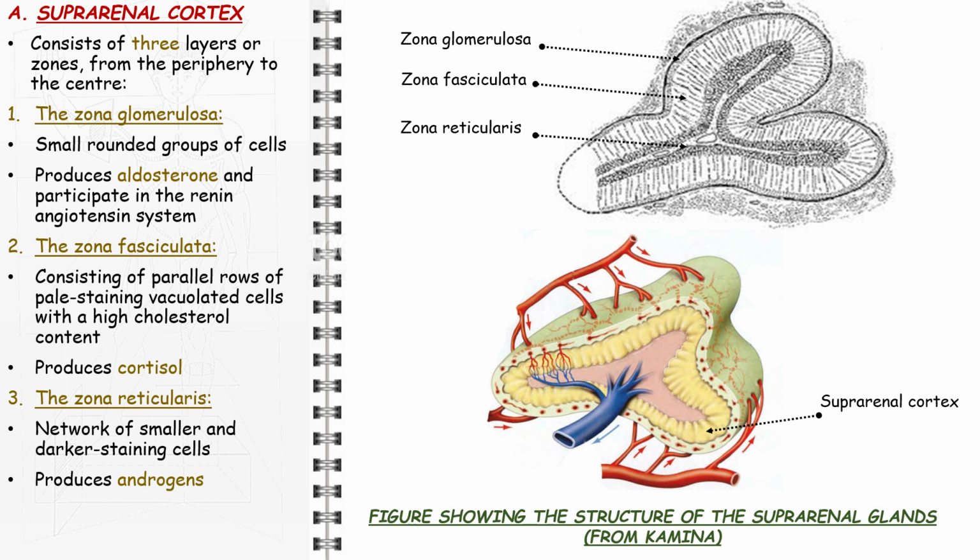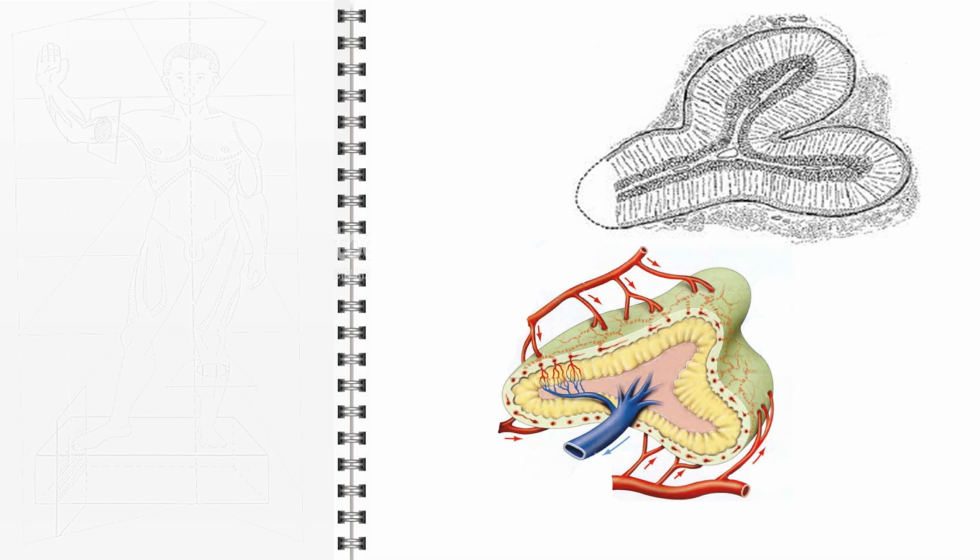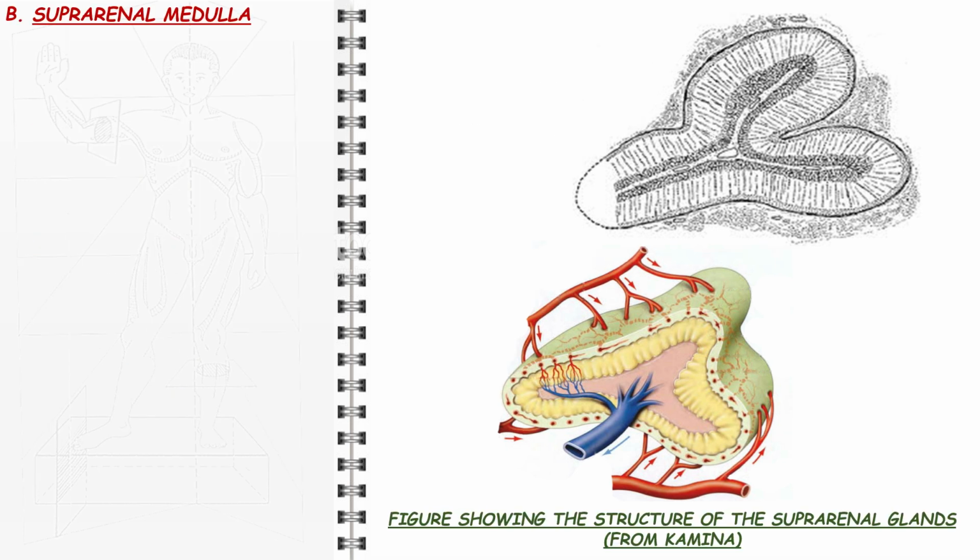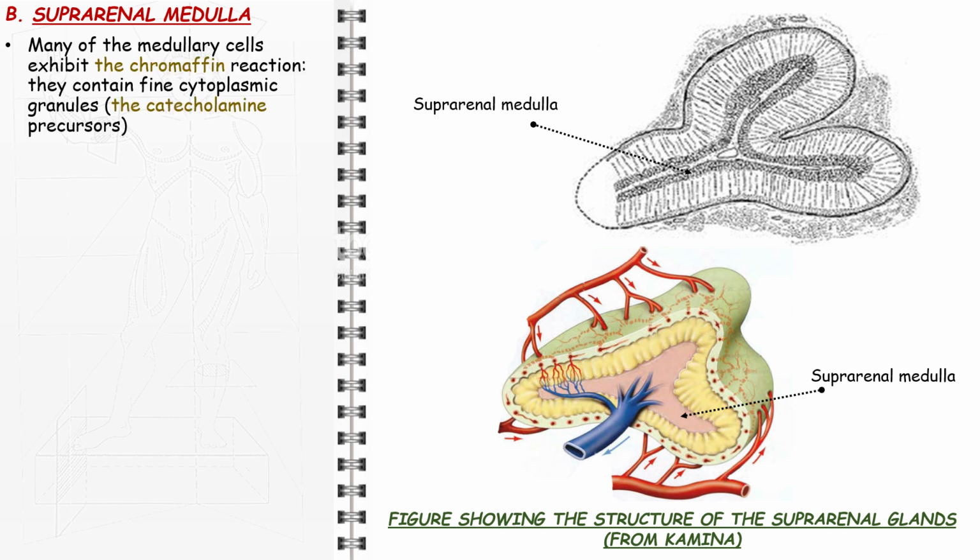Addison disease is a cortisol secretion failure, whereas Cushing's syndrome reflects a hyperfunction of the suprarenal cortex. On the other hand, the rather small central medulla has larger cells secreting the catecholamines adrenaline, 80%, and noradrenaline, 20%, and some dopamine. Many of the medullary cells exhibit the chromaffin reaction.